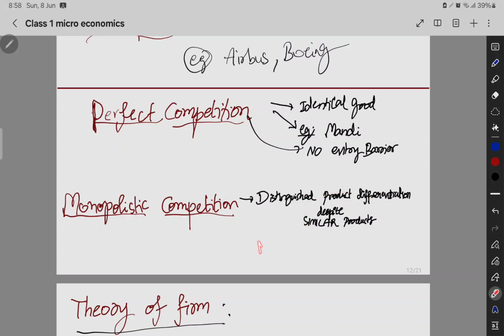For example, let us take KFC chicken. Many restaurants sell chicken, but why does everyone go to KFC? The product is similar. The product is in the end chicken, but people are going only to KFC. Why? Because there is a distinguished difference.